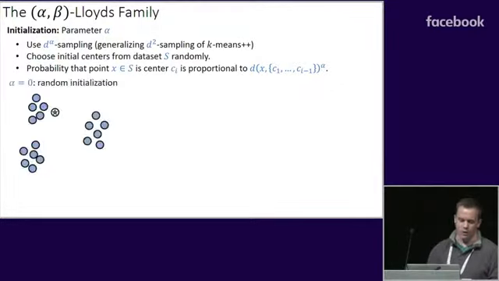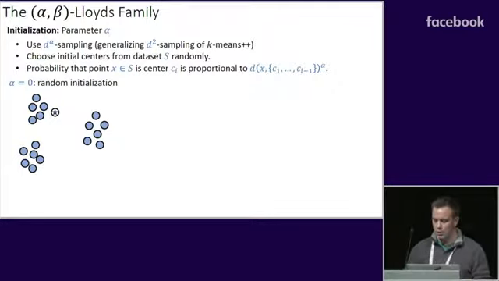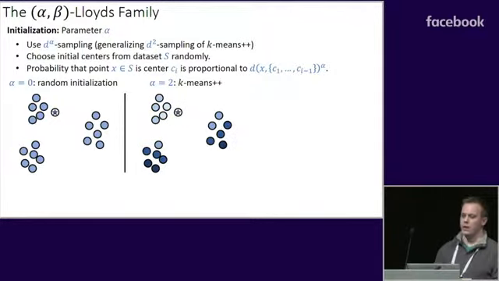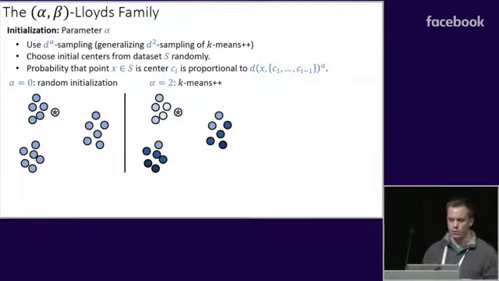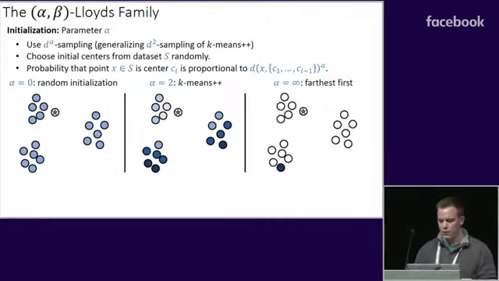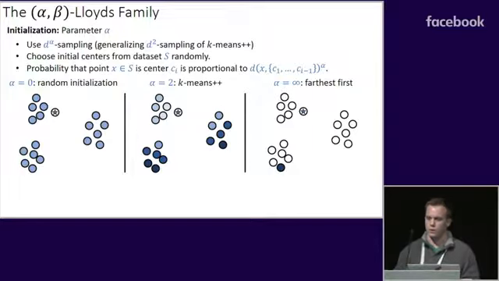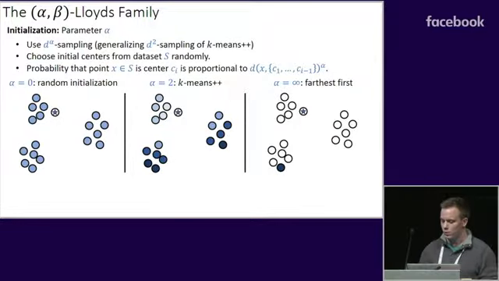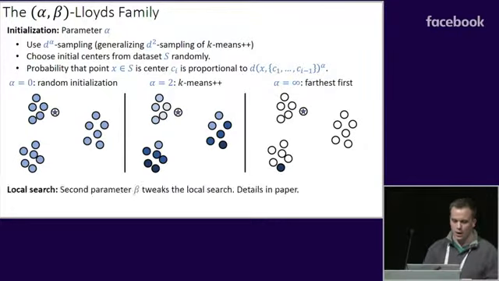For some concrete examples, if we set alpha to be 0, we're just choosing random points as centers. If we pick alpha to be 2, we recover the k-means++ algorithm, which is slightly biased towards choosing distant centers. And if you choose alpha to be infinity, you're doing farthest-first traversal, where you just repeatedly choose the farthest point. All 3 of these methods are reasonable initialization procedures for Lloyd's method. We also have a parameter beta that controls how the local search is performed, but for the details, you'll have to see the paper.